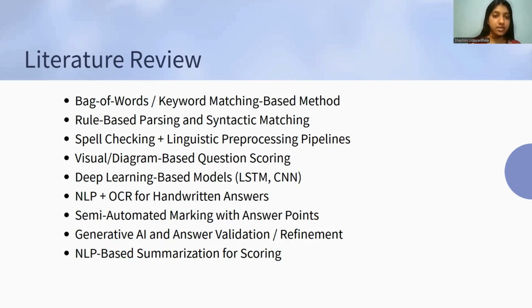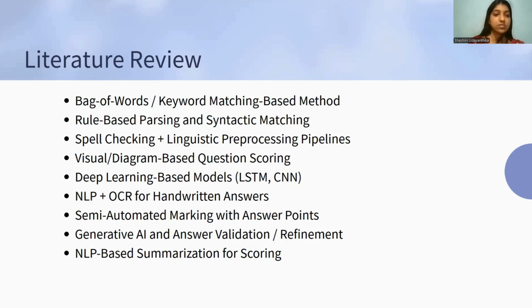with unstructured answers. Another one is the spell checking and preprocessing pipeline, which enhances the input quality by fixing grammar and spelling issues, though they don't grade directly. The other one is visual diagram-based question scoring. For subjects involving diagrams or visuals, image-based evaluation uses OCR and component matching, but this is only applicable to structured formats.